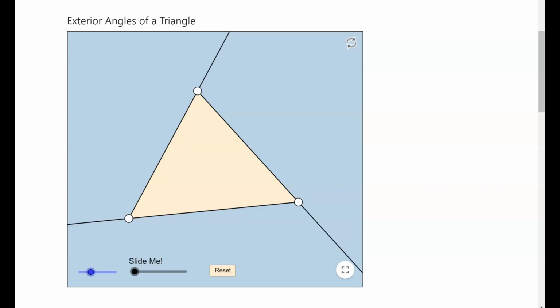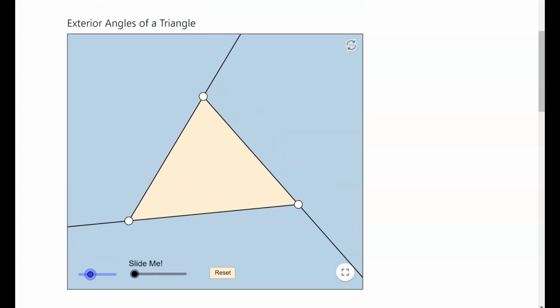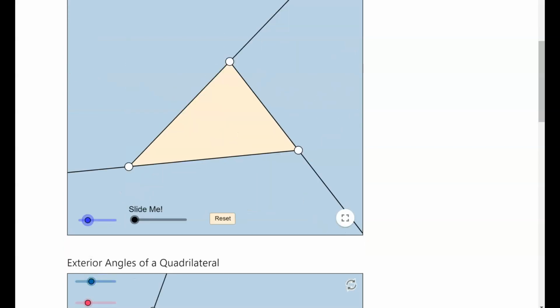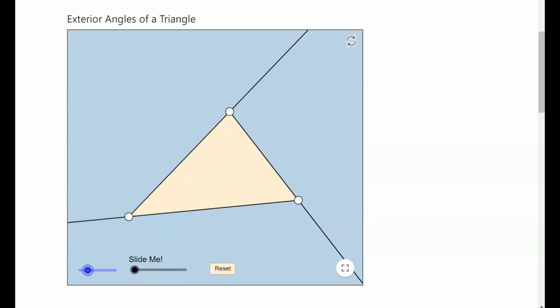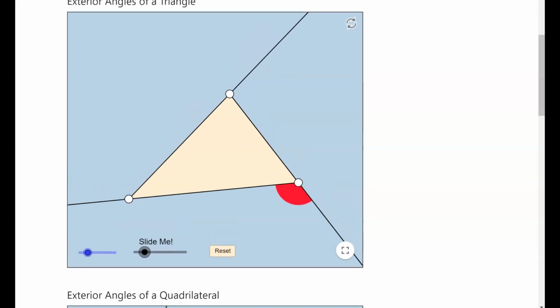We're going to make some generalizations about the sum of exterior angles of all polygons. And this applet will be embedded in the next page. So for this triangle, as we toggle this little blue button, it'll change the shape of the triangle. And the lines coming out from the sides, the extension of the sides, when we talk about an exterior angle, we're talking about the angle that's made between that line and the actual side. So that angle that was just highlighted red, that's an example.